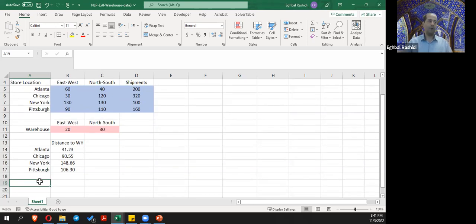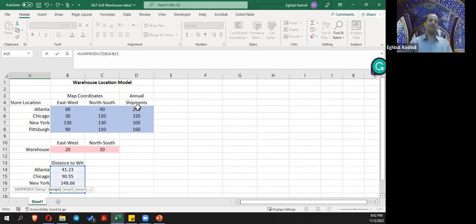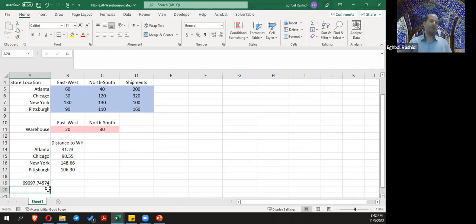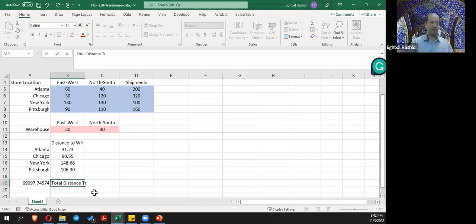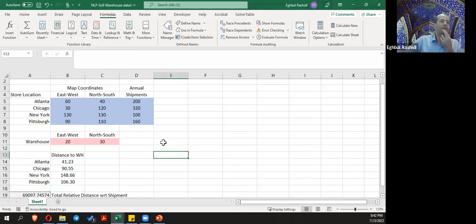So what we can do is use the sumproduct of the total distances and the list of the respective annual shipments, which is kind of a weight for that. So that would give us this value here. I'm going to write total distance traveled, total relative distance with respect to shipment. That's the one name. So this is going to be my output, and I'm going to name this. Long name. All right, that's it.